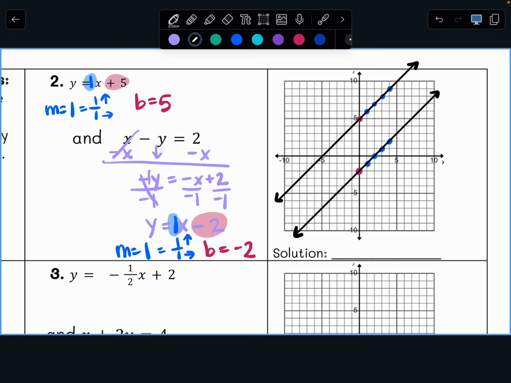So we see that these are parallel lines. They don't intersect on the graph, and they would never intersect going in either direction. So our solution is no solution. These will never intersect.